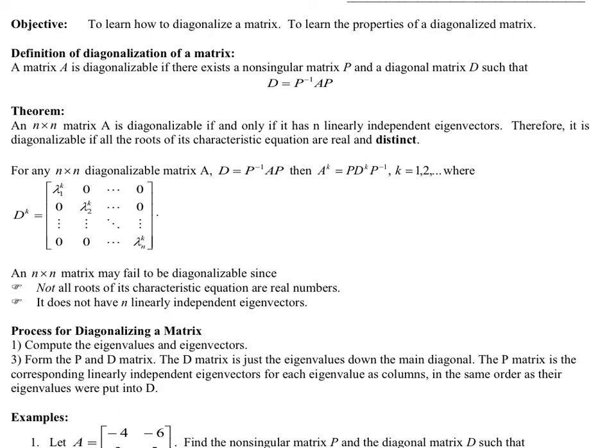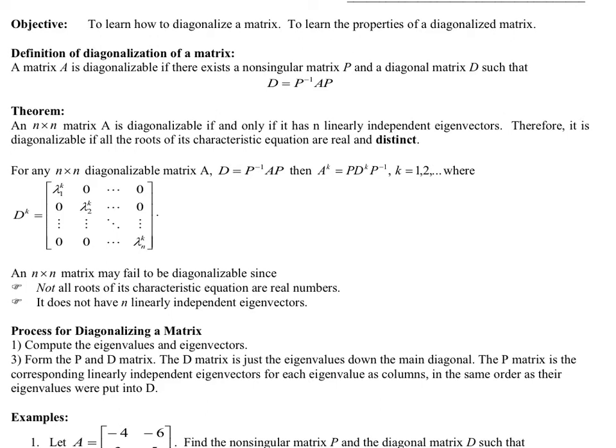So this is the key ingredient. An n by n matrix A is diagonalizable if and only if it has n linearly independent eigenvectors. So the key here is that we're looking at an n by n matrix.